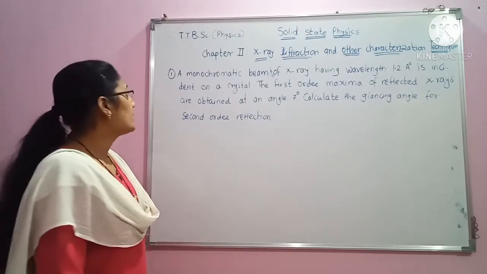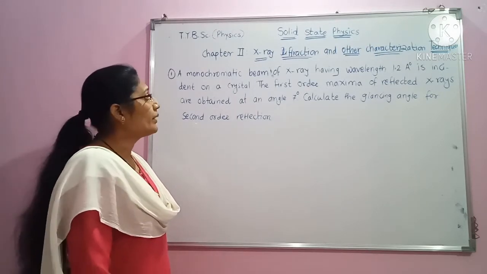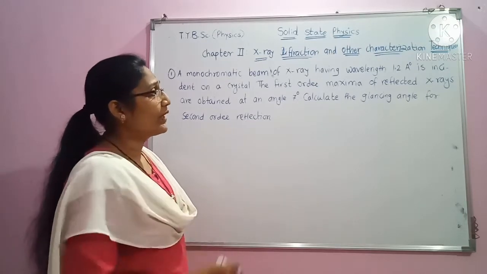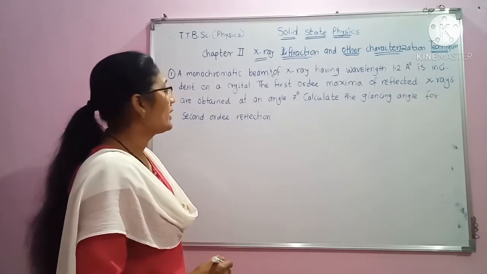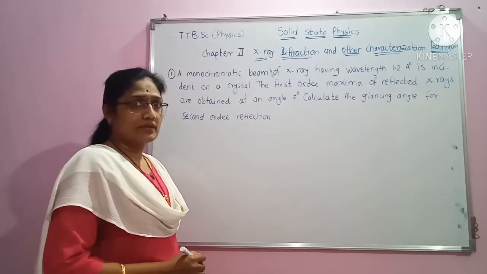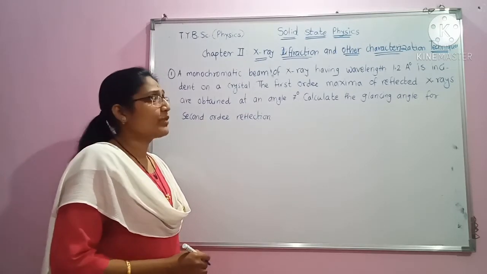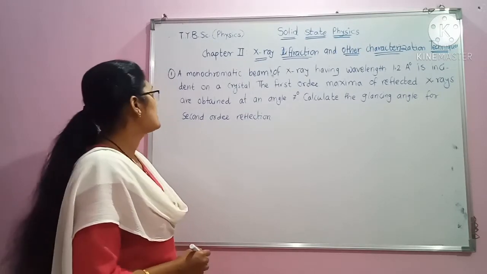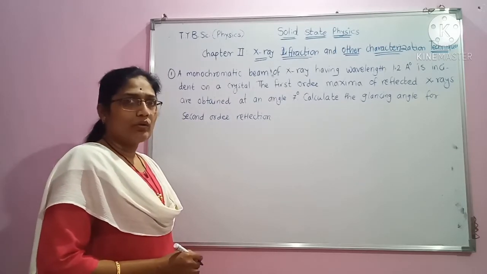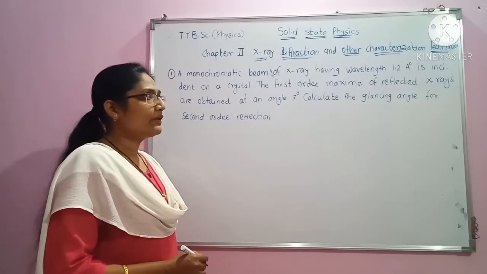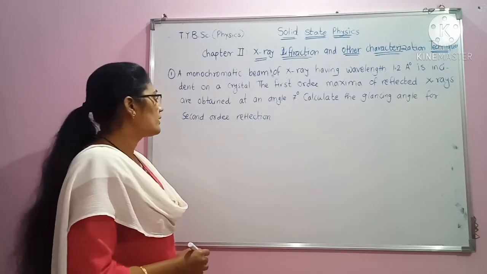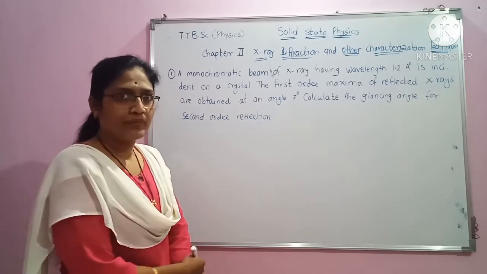Our first example is: a monochromatic beam of X-ray having wavelength 1.2 angstrom is incident on a crystal. The first order maxima of the reflected X-rays are obtained at an angle of 7 degree. Calculate the glancing angle for the second order reflection.